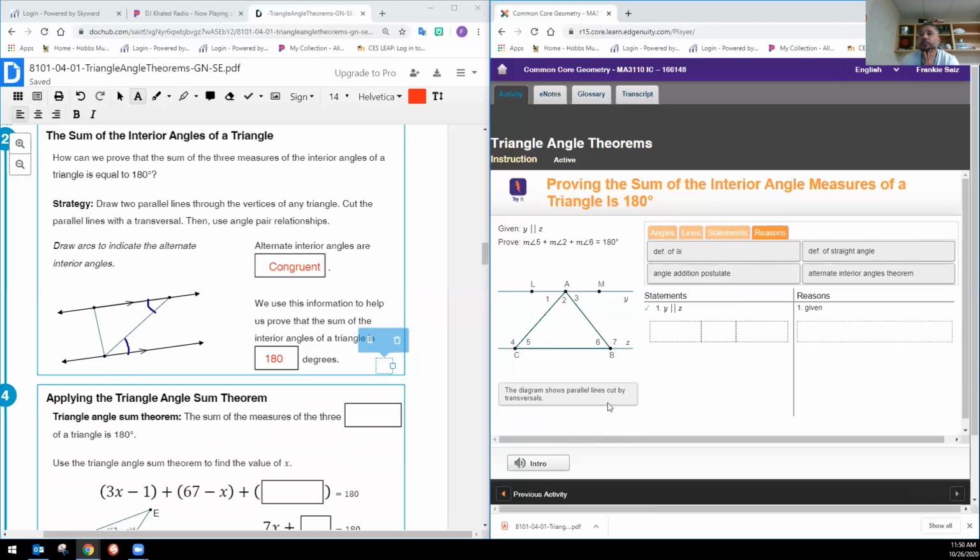So let's see, the diagram shows parallel lines cut by a transversal. So we know that the measures of angles 2, 5, and 6 are equal to this, and this is because of the alternate interior angles theorem. That's the sum.